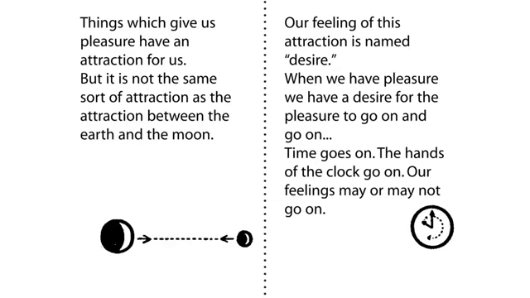Things which give us pleasure have an attraction for us, but it is not the same sort of attraction as the attraction between the earth and the moon. Our feeling of this attraction is named desire. When we have pleasure, we have a desire for the pleasure to go on and go on. Time goes on. The hands of the clock go on. Our feelings may or may not go on.